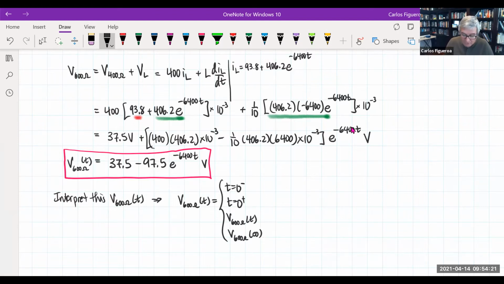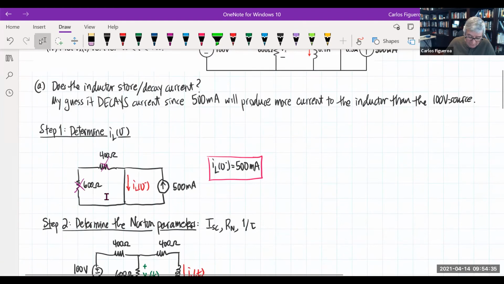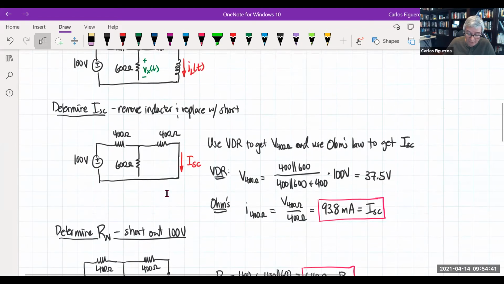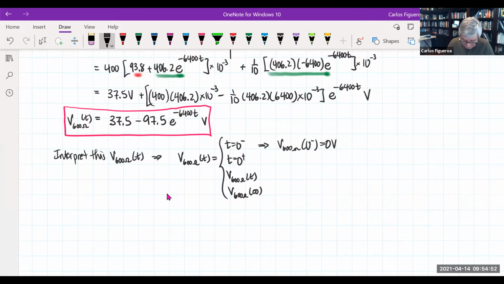Okay, so what we got to do here is that we got to go back and look at these things. So the first thing is what happened the moment before the switch is thrown. So if I come all the way back up here, we saw in the first circuit that the inductor shorted out the 600 ohm resistor. So it starts off at 0. So right away, we know for a fact that the voltage of the 600 ohm resistor at 0 minus is 0 volts.